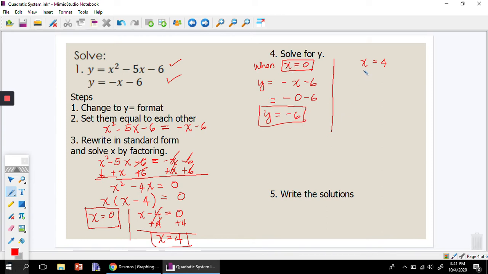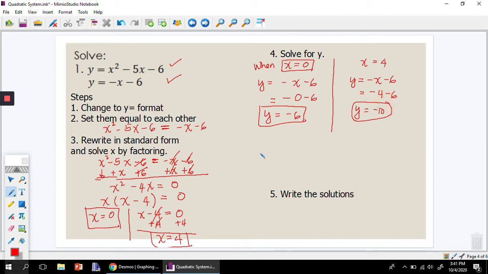What about if my x is 4? I will do the same thing. I will use the same equation, y equals negative x minus 6. And then I will plug in my x, which is 4. So negative 4 minus 6. y is equal to negative 10.